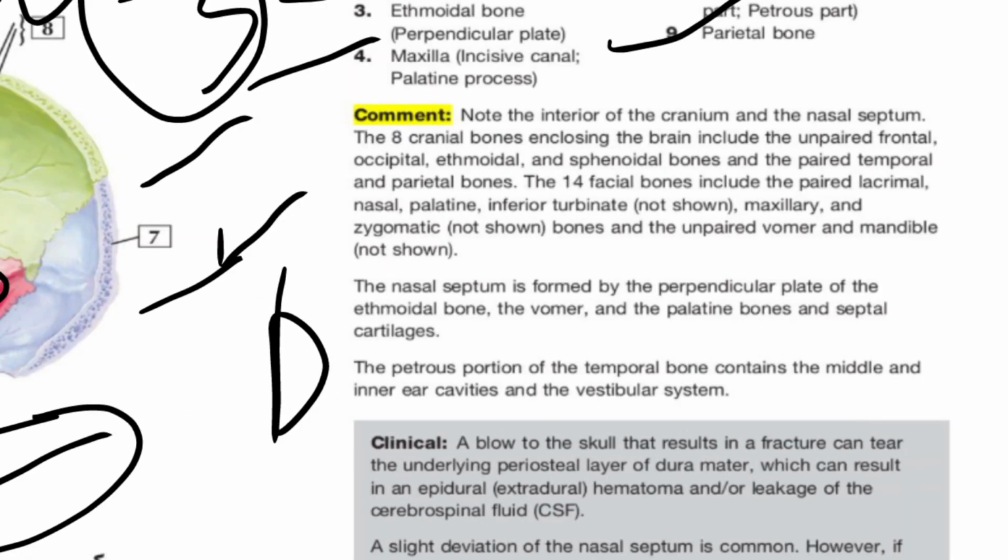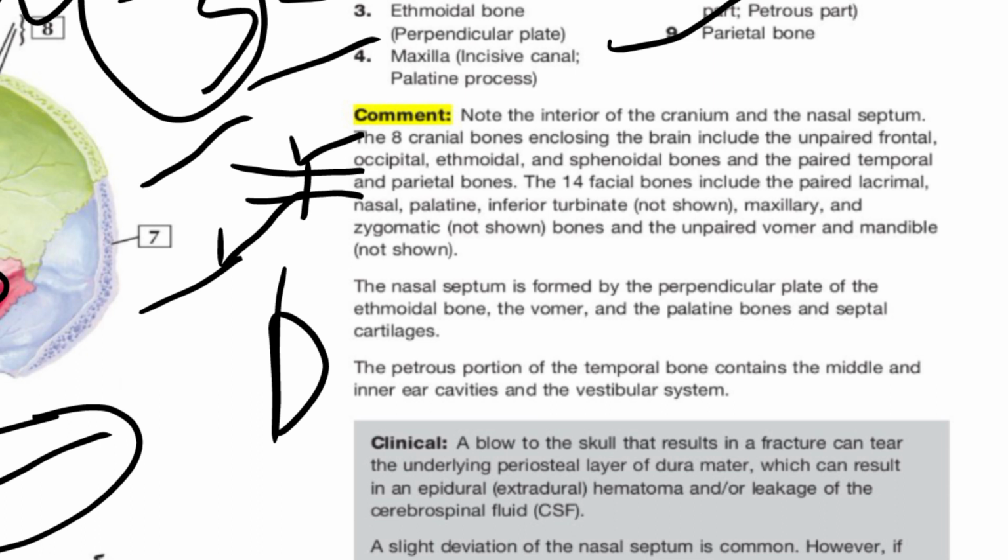Note the interior of the cranium and the nasal septum. There are 8 cranial bones enclosing the brain, including the unpaired frontal, occipital, ethmoidal, and sphenoidal bones. As I told you in the labels, you clearly now understand where their locations are. And the paired bones, I told you, temporal bone on the right side and on the left side, and the parietal bone. These two bones are in pair.